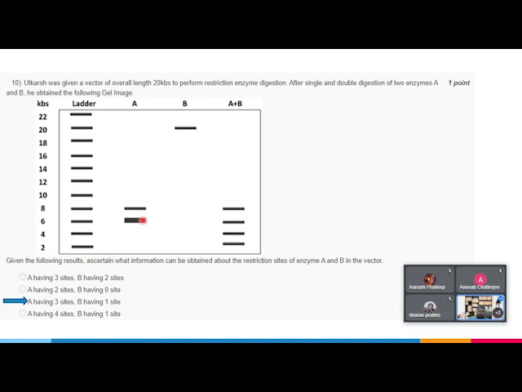Is that okay? Is that okay with everyone? Did everyone understand why we say A had three sites and B had one? Okay, Arushi says yes. So Sharan also says yes. Okay.